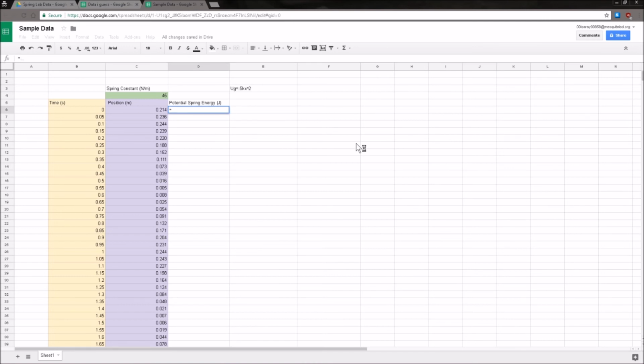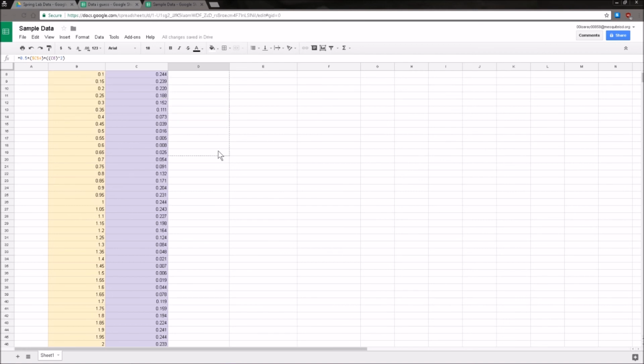Always remember to set E equals, because otherwise you're going to be very sad. First thing we have is a constant 0.5, and the formula for potential spring energy is equal to half of kx squared, where k is the spring constant, times the spring constant, which is here. Now remember, we're going to want to put $ signs in front of both the letter and the number to let Sheets know that we are referencing a specific point in the spreadsheet, not a relative point, times the point right next to it, which is the position in meters, which is x squared.